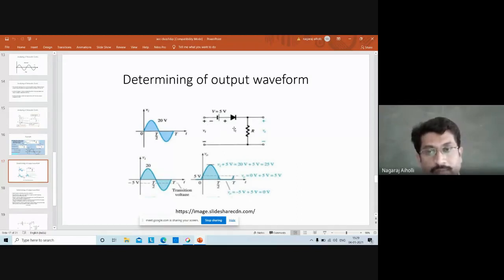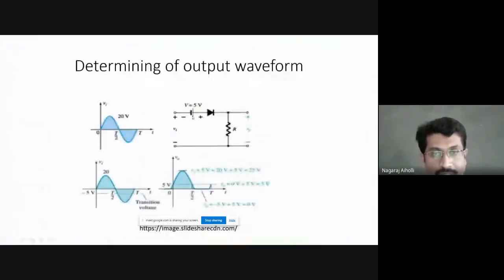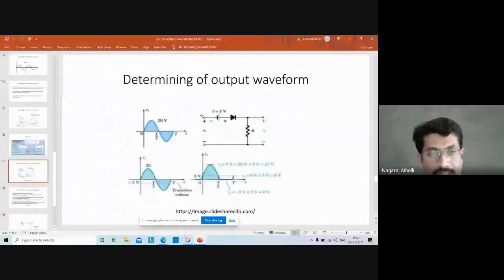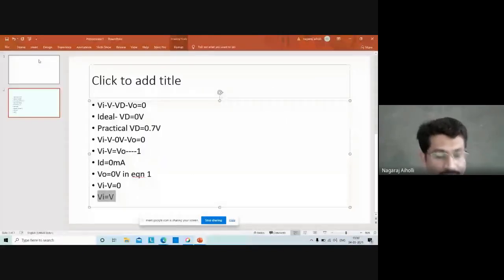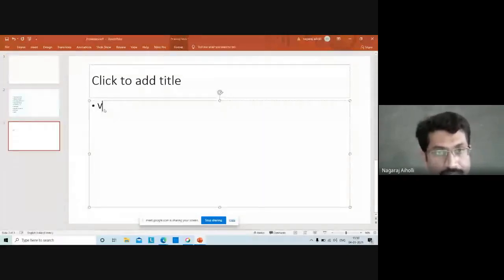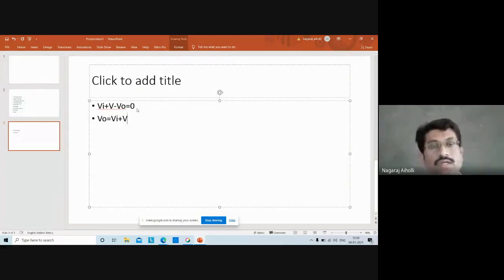That means VI plus V minus V naught, positive to negative. Diode voltage is zero, it is an ideal diode. So minus to plus, plus VI, then minus to plus, plus V, increase in energy. VI plus V minus V naught equal to zero, or V naught is equal to VI plus V. Correct? Negative to positive plus VI, negative to positive plus V, minus V naught equal to zero, or V naught is equal to VI plus V.